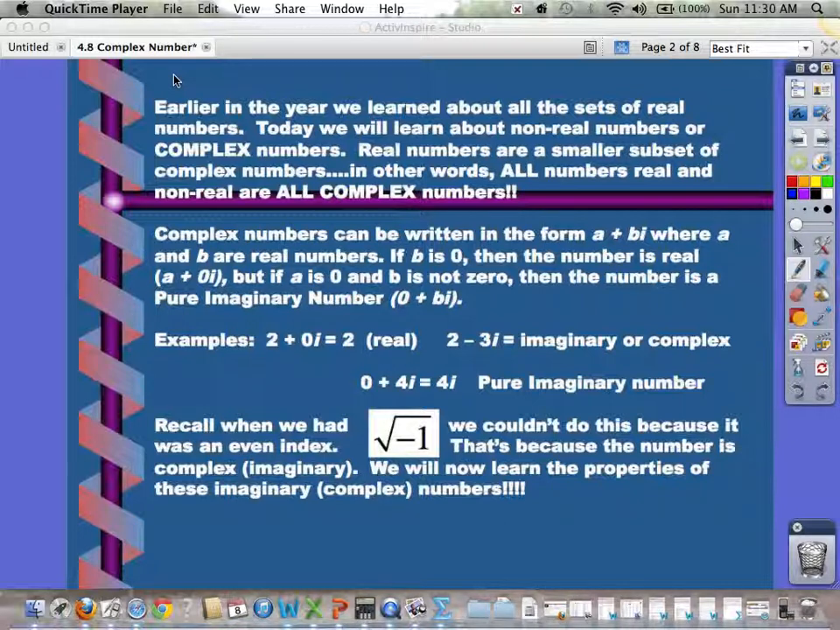All right, so recall when we had the square root of -1. We could not do that because it was an even index, and we couldn't take negatives out of an even index. That's because the number is complex or imaginary. We will now learn the properties of these imaginary complex numbers.